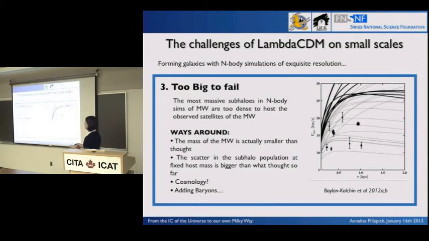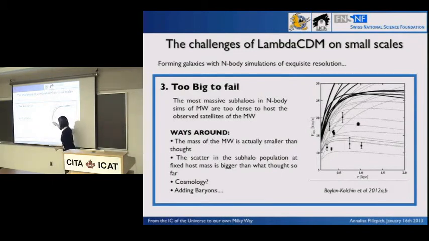And this is known as the too big to fail problem. So, the Irvine people took the Aquarius simulations, which are simulations of the Milky Way, and selected the top 10 satellites of this Milky Way. They selected them in many ways, considering their mass, considering the peak of their rotation curves today, and so on and so forth.